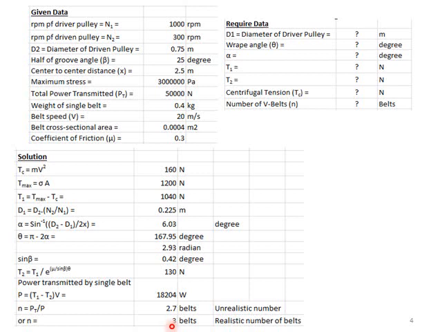So 3 groove pulleys on the driver shaft, 3 groove pulleys on the driven shaft. You have to mount 3 V belts over them, and then you can easily transmit 50 kilowatts of power from the driver motor to the driven pump. So here is our answer.